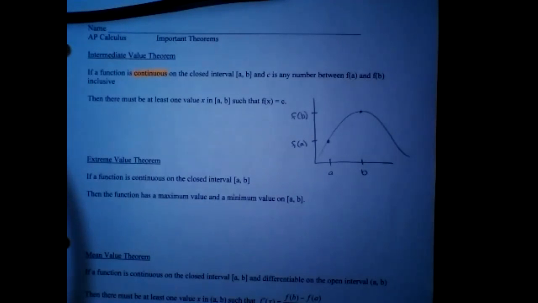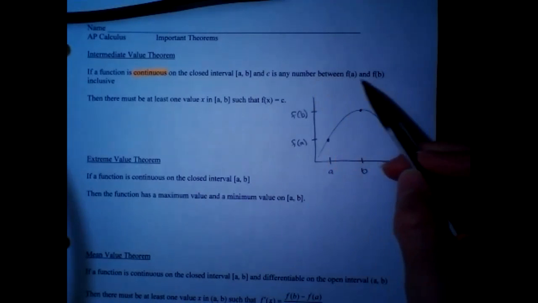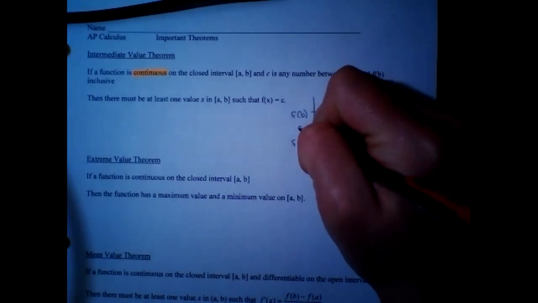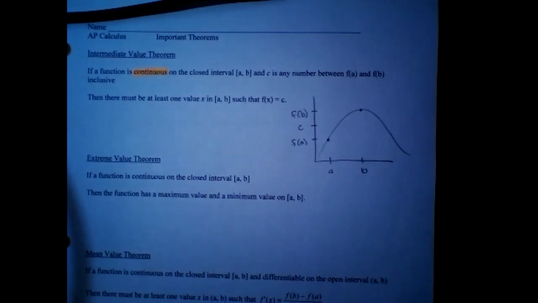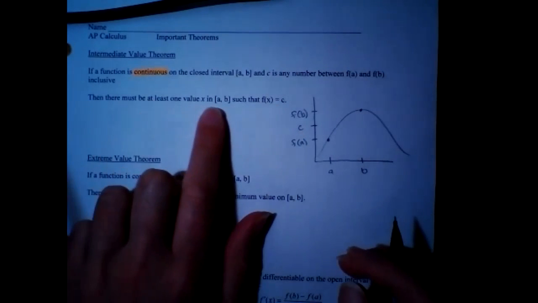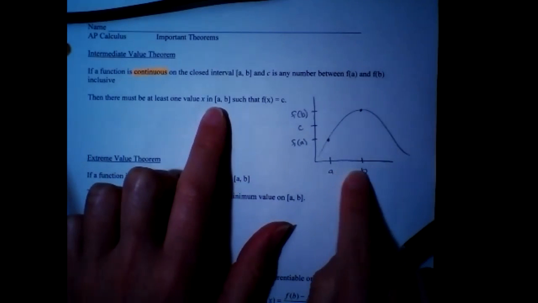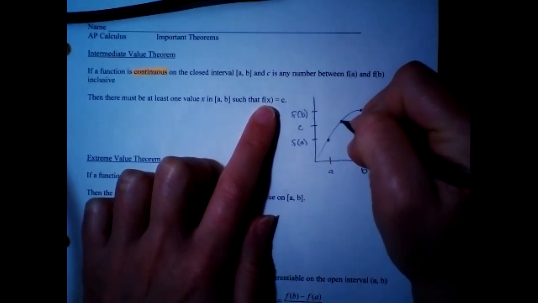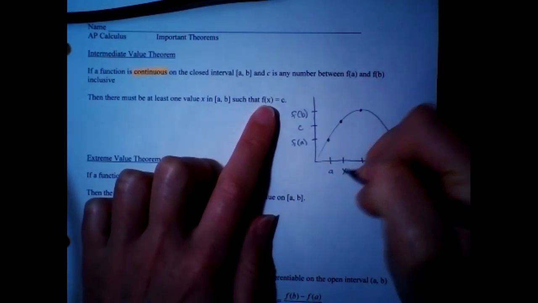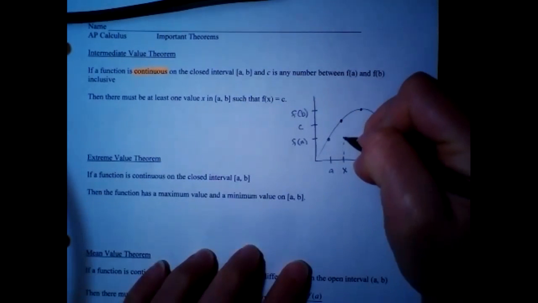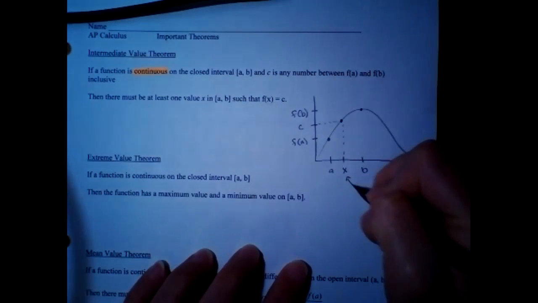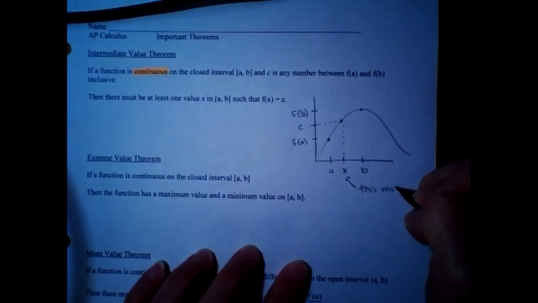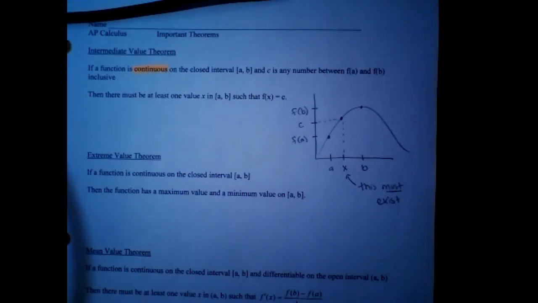And so as long as the function is continuous, they're saying C is any number in between these outputs. So we have a C value in between them. It's saying there has to be at least one X value in here that gives you that C value. So this X value has to be there. What this theorem is saying is that this must exist. That X value has to be there.